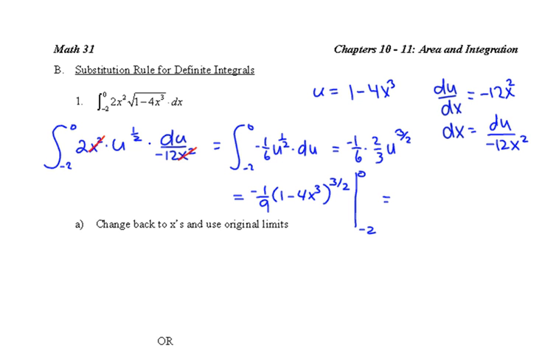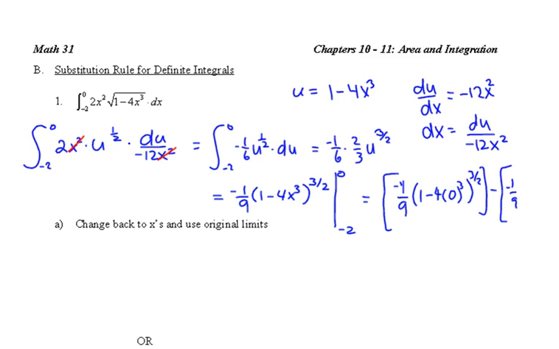Okay, so larger minus smaller. So -1/9 times 1 minus 4 times 0 cubed to the 3 over 2, minus -1/9 times 1 minus 4 times -2 cubed, to the 3 over 2.